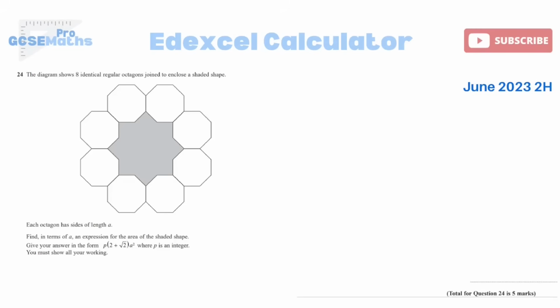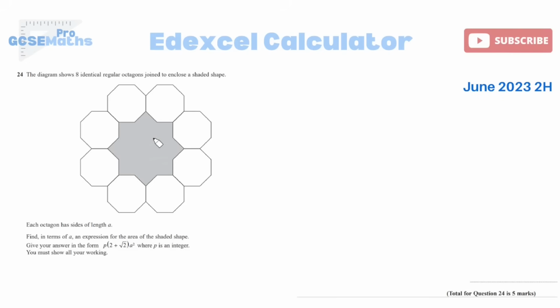So question 24, the diagram shows 8 identical regular octagons joined to enclose a shaded shape. Each octagon has sides of length A. Find, in terms of A, an expression for the area of the shaded shape. Give your answer in the form p brackets 2 plus root 2 a squared, where p is an integer. You must show all your working.